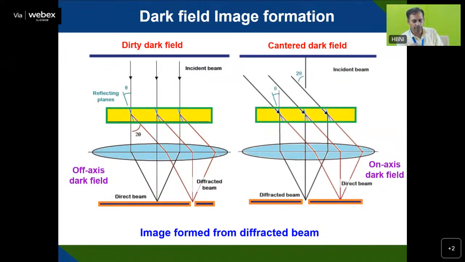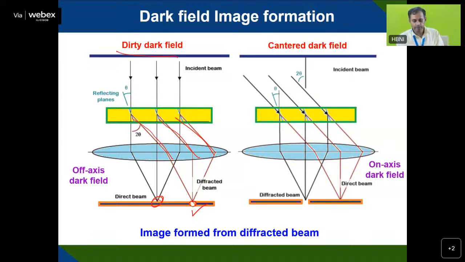If you go for dark field image formation, the direct beam is stopped here, and only the diffracted beam, the indirect beam, passes through the objective aperture to create the image. There are two types of dark field image. Here the dirty dark field is produced when the aperture is kept such that the diffracted beam passes through it and you get the image. The diffracted beam goes through, but the center position gets blocked. So that is called dirty dark field image.